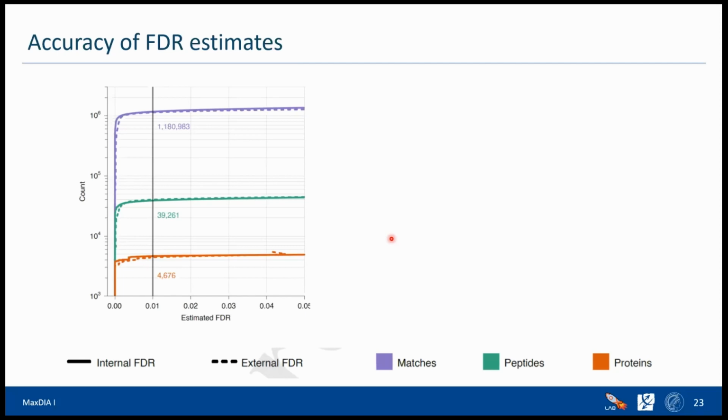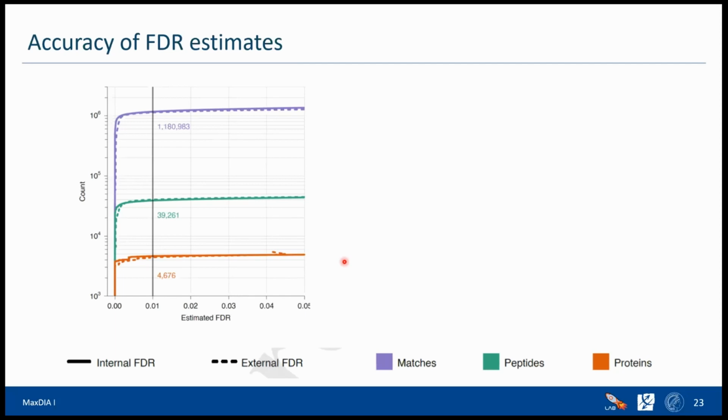Because the libraries were more or less equal size, you should have the same number of false positives in the human library as you find in the maize library, and that's how we estimate the FDR externally. What you see here is internal and external FDR with the solid and dashed lines, one for the protein groups, one for the peptide sequences, and one for the matches. You see that the estimates are very similar to each other, meaning it's likely that what we're doing there is correct.